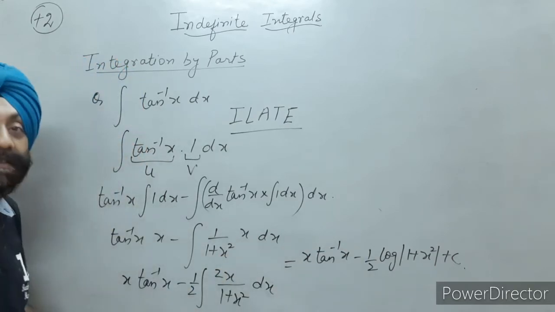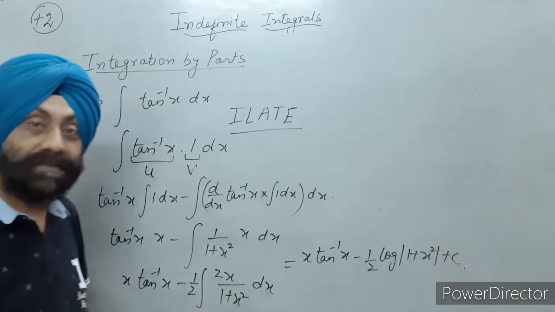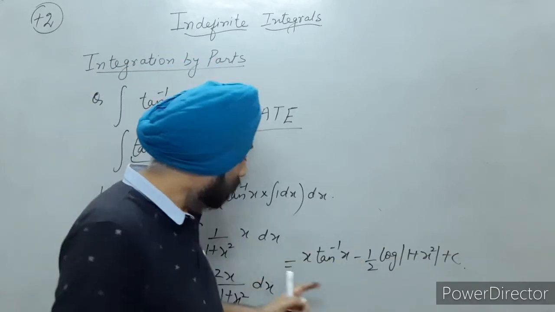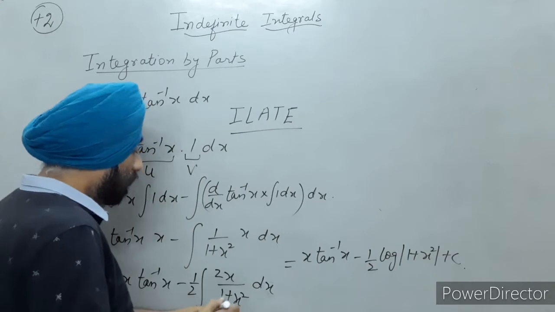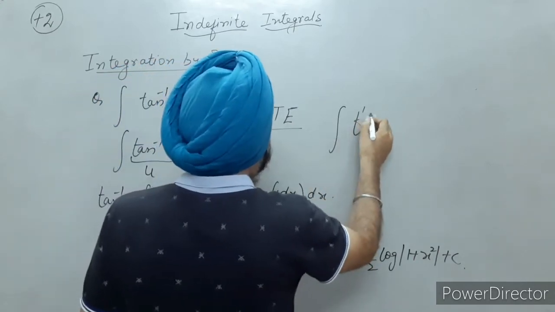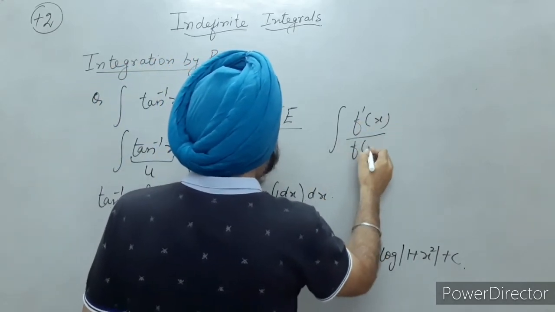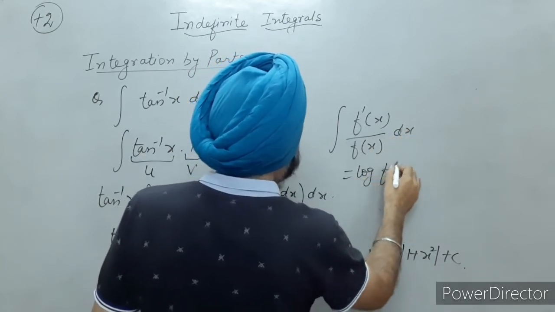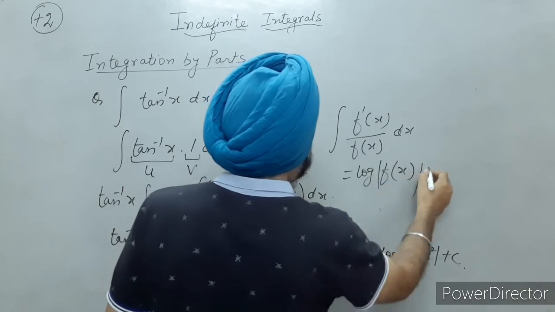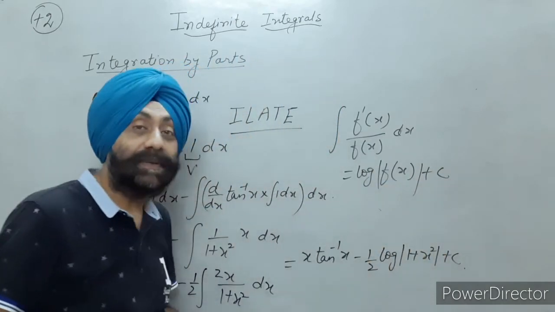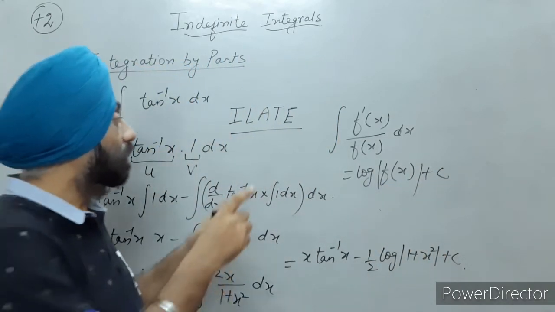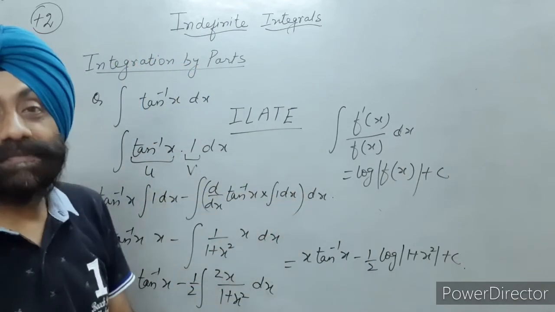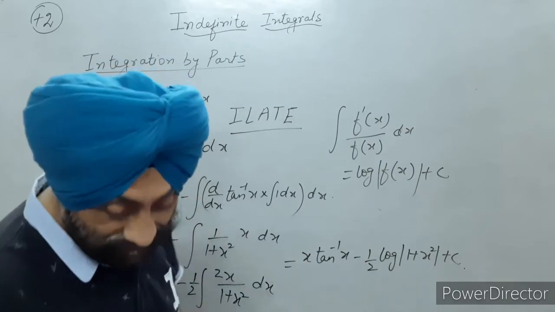Follow the suit and write the formulas. Remember the formulas so that you can get the final result. Here I have used the formula of integral of f dash x upon f x dx. The answer was log of f x plus c. I expect that you have learned these concepts. They have been explained in my previous lectures.